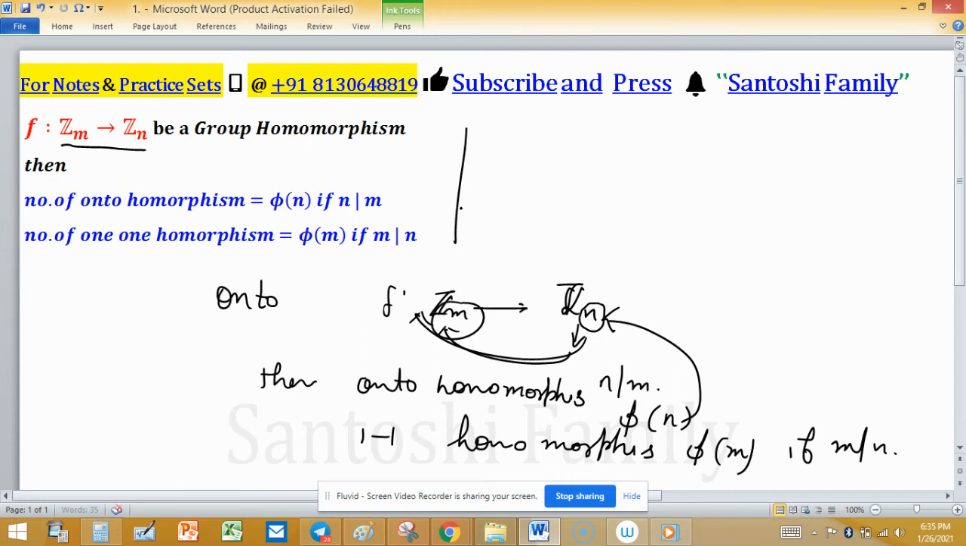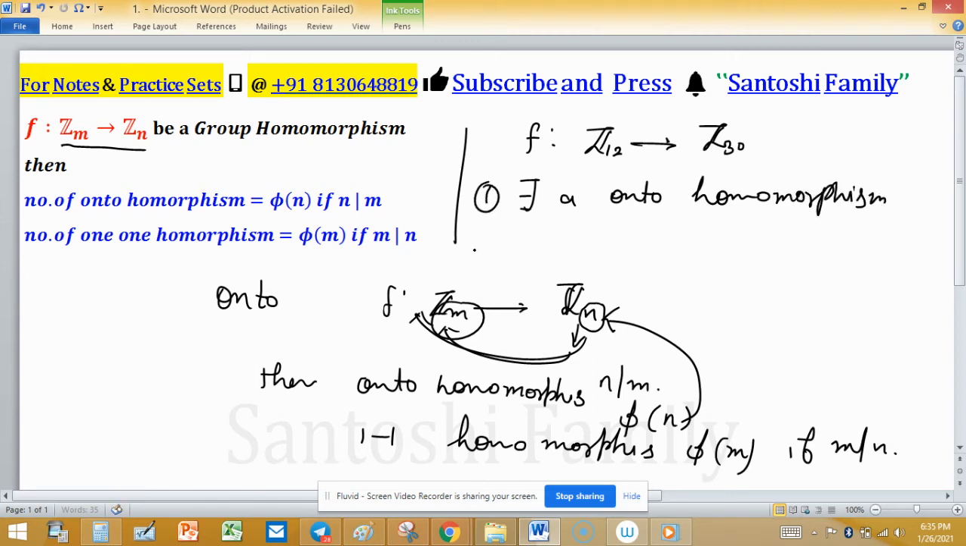Now, how to use this one? Suppose f is a function defined from Z12 to Z30, then someone can ask: first, does there exist an onto homomorphism, and second, does there exist a one-one homomorphism?